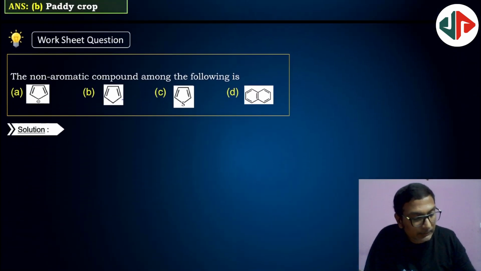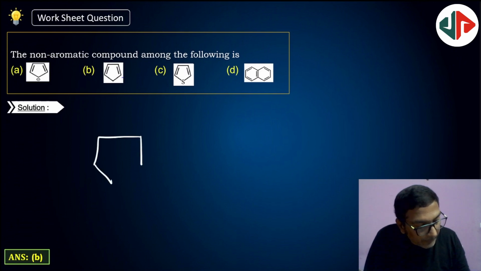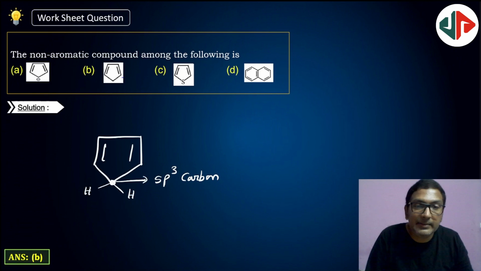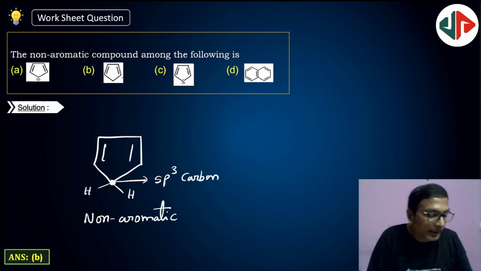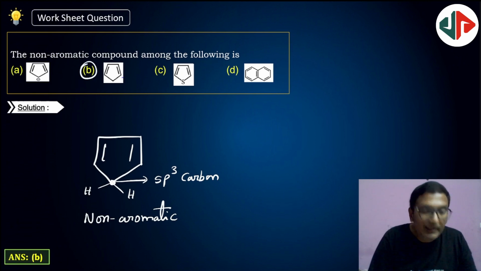Next. Which is the non-aromatic compound among the following? Take this compound. Here this carbon contains 2 hydrogens and is an sp3 carbon. If a compound contains at least one sp3 carbon, it will be non-aromatic. Non-aromatic due to the sp3 carbon. Option B. The remaining are aromatic.